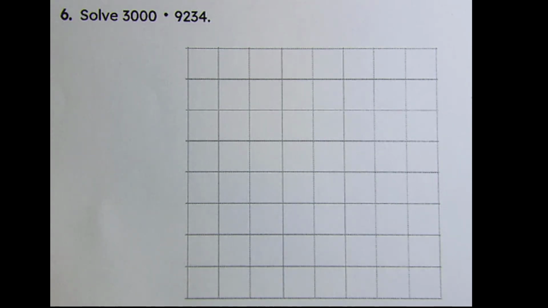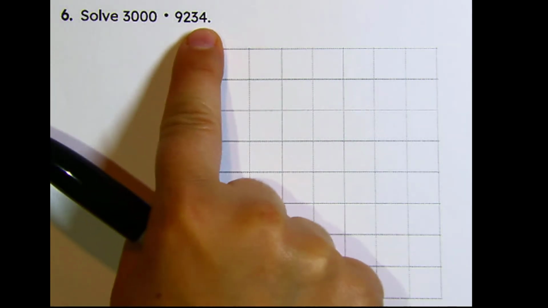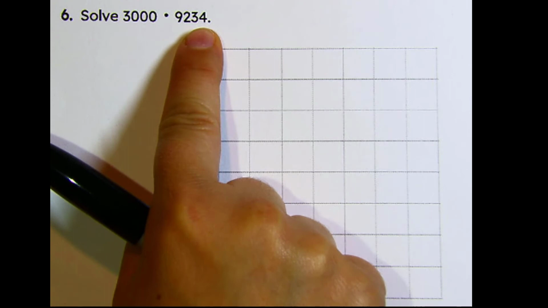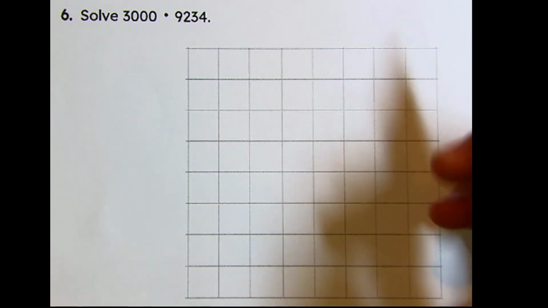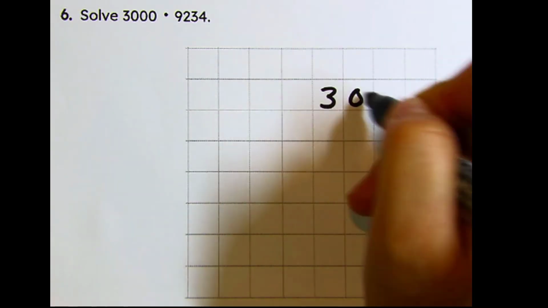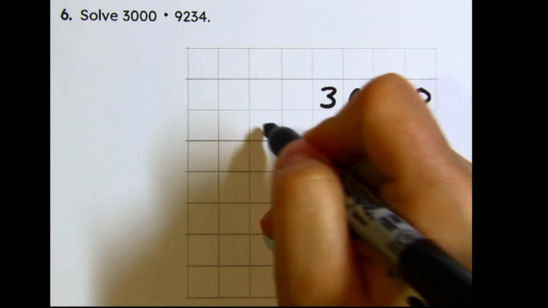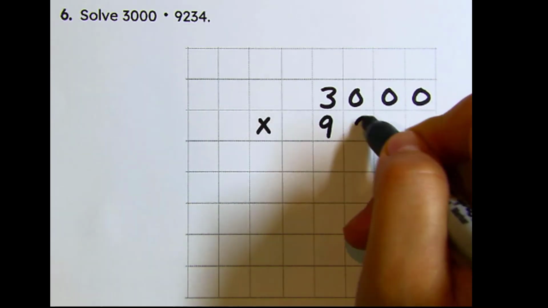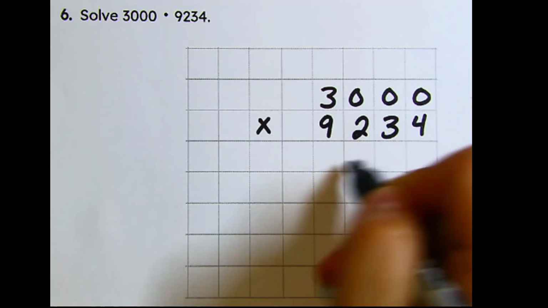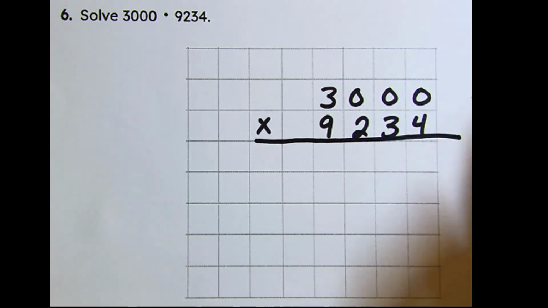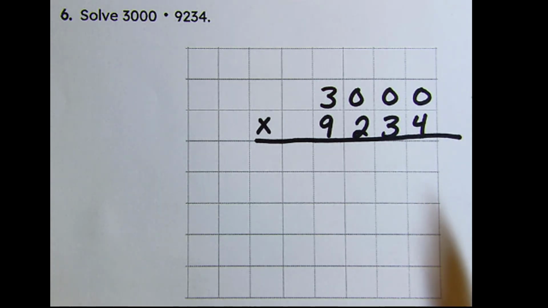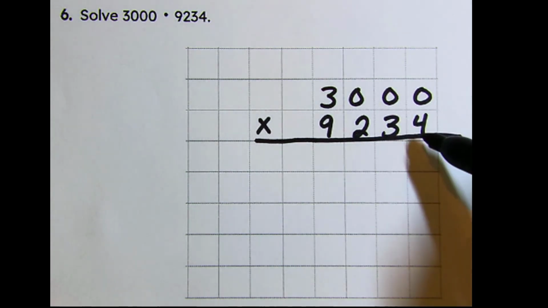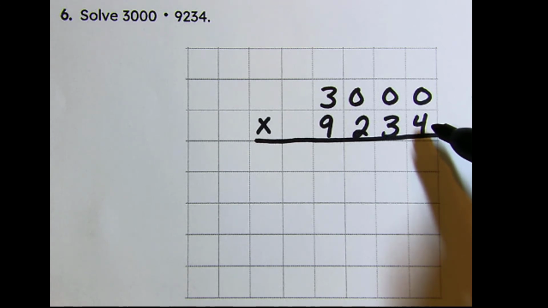In question number 6, you're asked to solve 3,000 times 9,234. Noting that I have a multiplication dot, still means multiplication. So I'm going to set up my problem. I have 3,000 times 9,234. And I'm going to multiply 3,000 by each part of 9,234. So first I'm going to multiply by 4 ones.